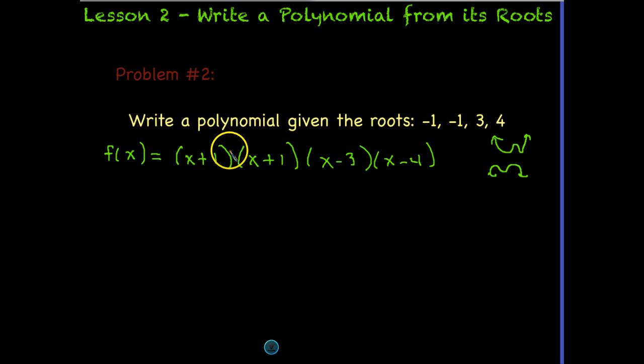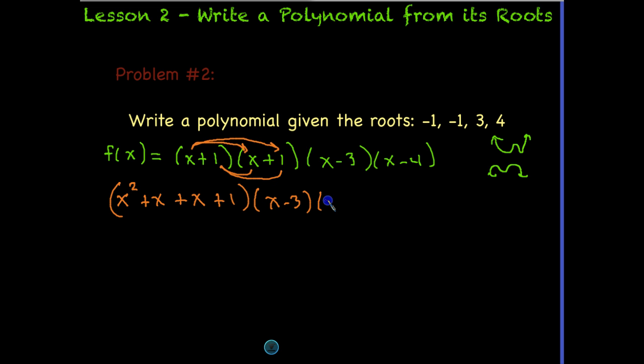So let's do our first two here. I'm going to do x times x and x times 1. So I'm going to get x squared plus x, then 1 times x and 1 times 1. So another plus x, and then plus 1. And then I've still got these two factors on the end. Okay, if we combine like terms, we've got 1x plus 1x, which leaves us with x squared plus 2x plus 1. And then we've got these factors.